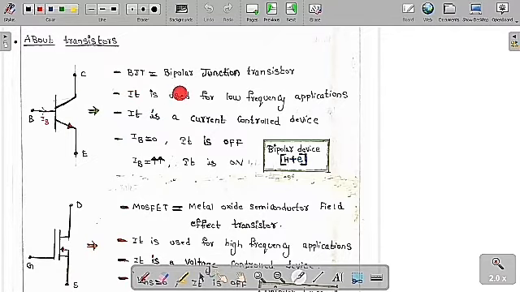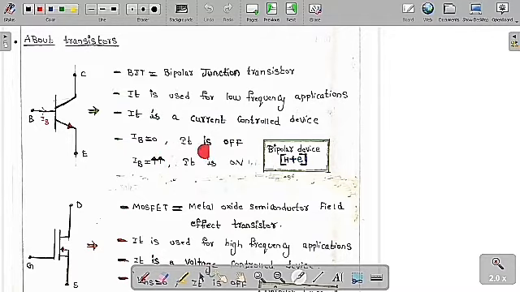BJT means bipolar junction transistor. It is used for low frequency applications, so we always use BJT only for low frequency applications, and it is a current control device. With the help of the base only, we control the on and off of the switch. So we can say it is basically a current control switch.